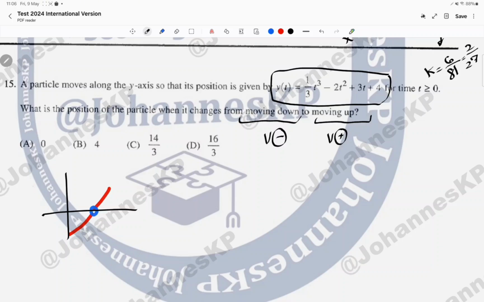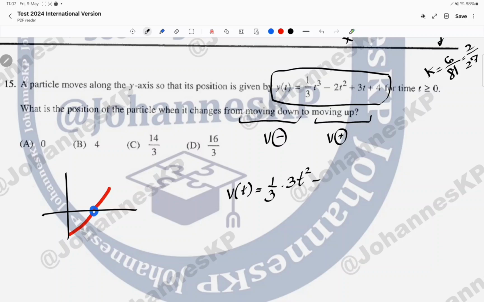So, how do you find the velocity equation? You must differentiate the position equation. So 1 over 3 times the derivative of t cubed. Do you know what that is? 3t squared.